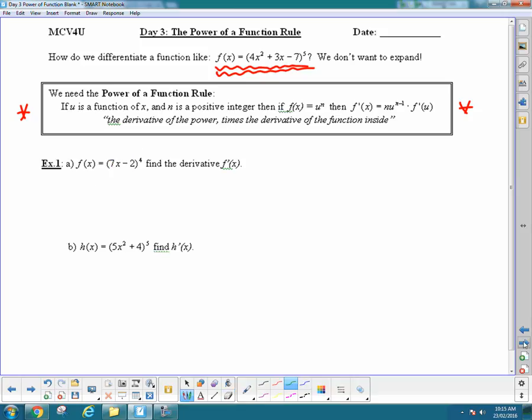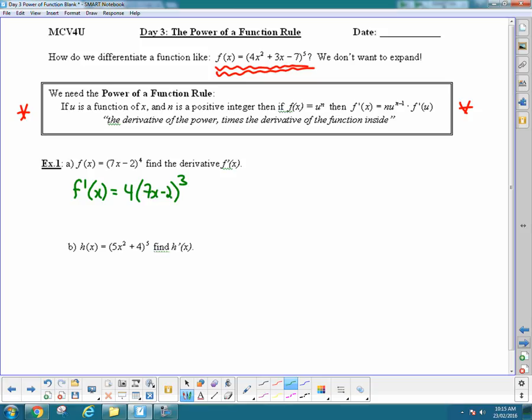So I'm not going to scratch it out and call it a u. I'm just going to keep it there. So it's something in brackets to the power of 4. So we use the power rule, and we know it's 4 times that thing in brackets raised to the power of 3. If it was a u, there'd be a u. But it's not a u, it's another function. It's 7x minus 2.